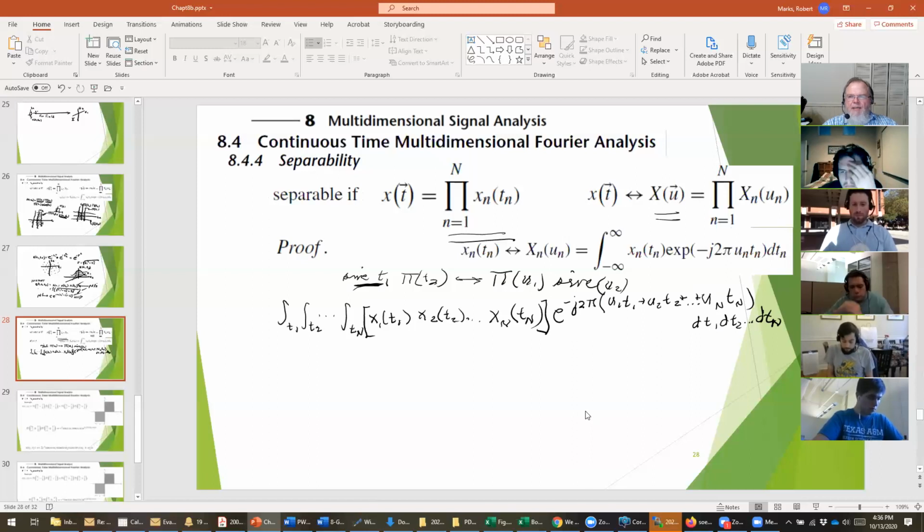So I've simply taken the shorthand notation for the Fourier transform and written it out in longhand. Is that okay? So x of t, if it's a separable function, Fourier transforms to this. Well, notice I can take these and I can break them up into individual integrals, can't I? Once you see this, you go, well, of course.